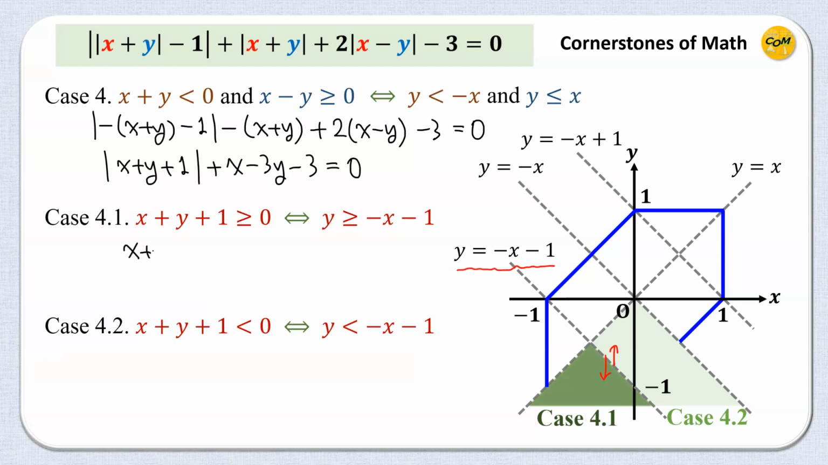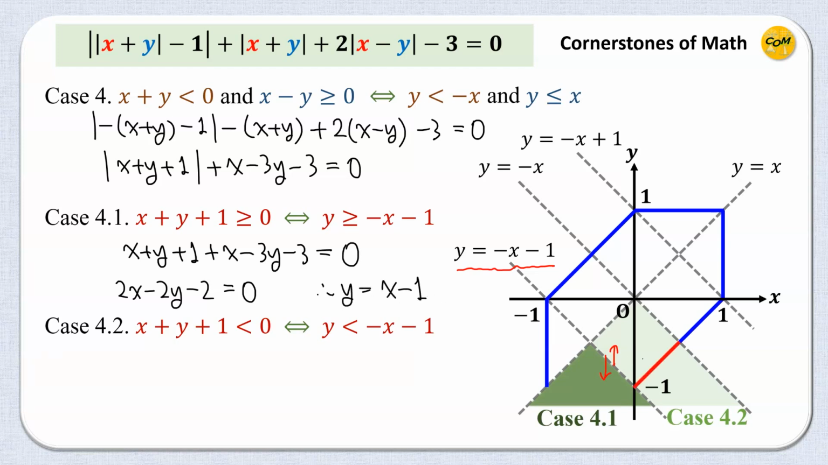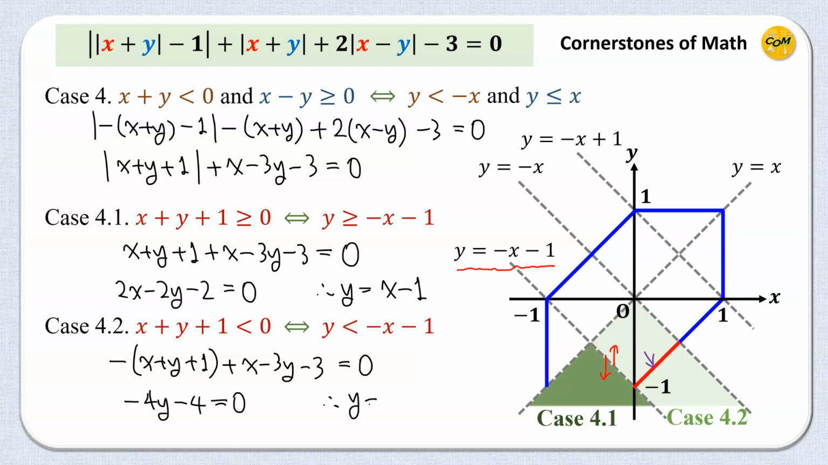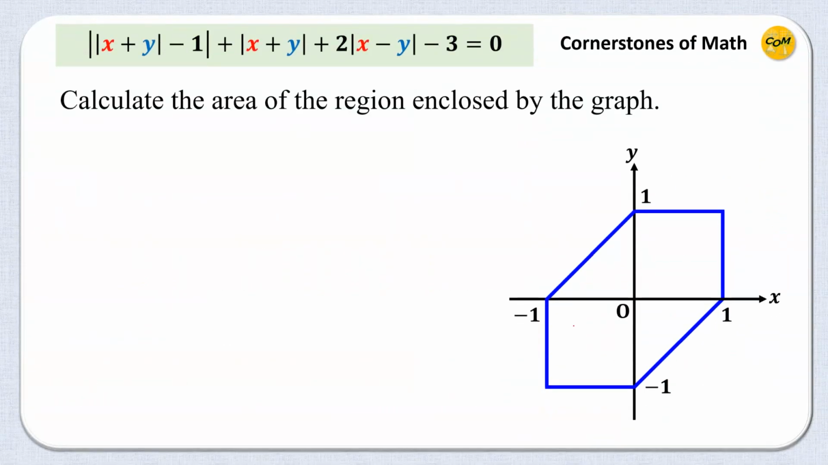Above the line, we have x plus y plus 1 plus x minus 3y minus 3 equals 0. So 2x minus 2y minus 2 equals 0, which gives y equals x minus 1. So this graph. Below the line y equals minus x minus 1, we have minus x plus y plus 1 plus x minus 3y minus 3 equals 0. So minus 4y minus 4 equals 0. So we have y equals negative 1. So this graph. Therefore, in the end, we have this graph.